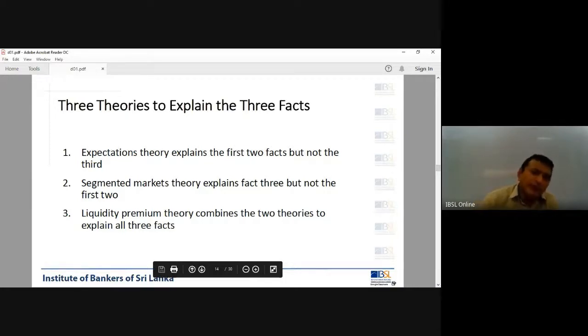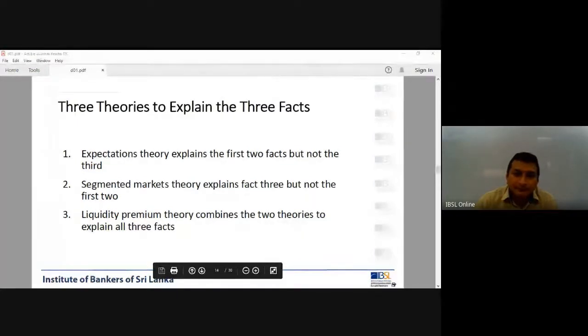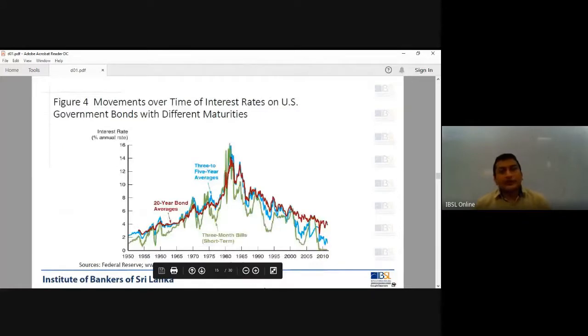And also in between we have the so-called preferred habitat. It is not different to segmented market theory. So that also we bring into the equation to explain these elements that we are going to analyze. Okay, any questions? Okay, so we can see now a chart here.